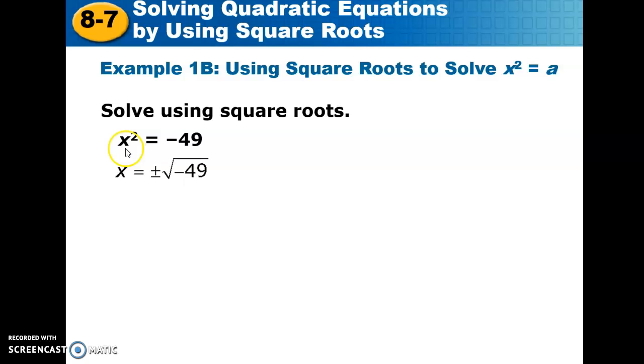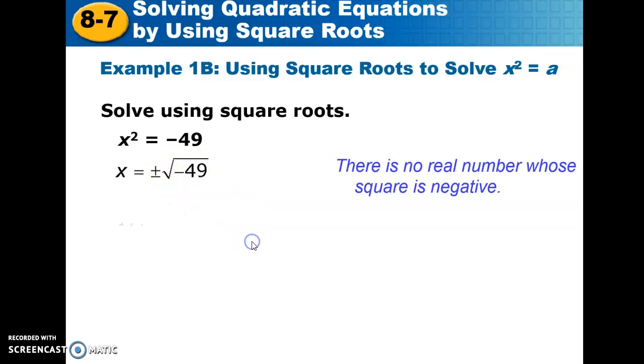Next one. We have x squared equals negative 49. We're going to take the square root of both sides, and hopefully this is sending up alarm bells. You cannot take the square root of a negative number. No one number multiplied by itself will ever give you a negative. So if you see something like this, you want to say no solution. There's no solution to this problem. Nothing you do will make this problem work out.